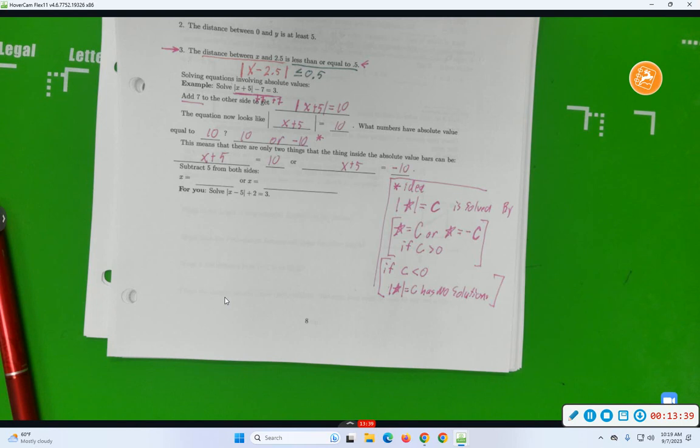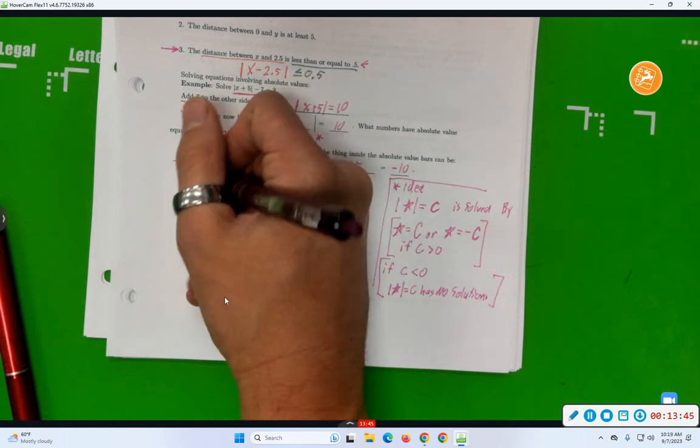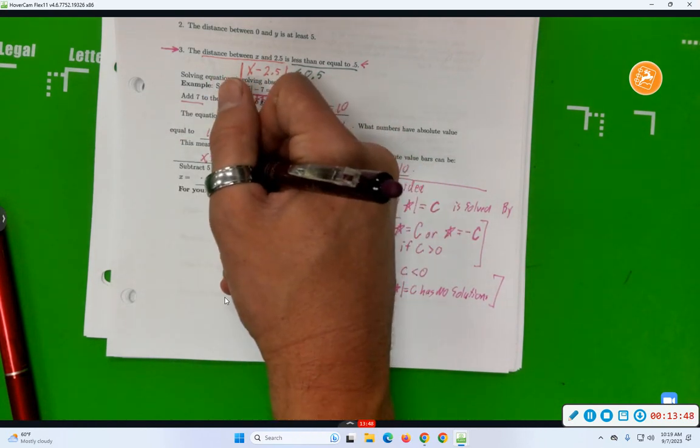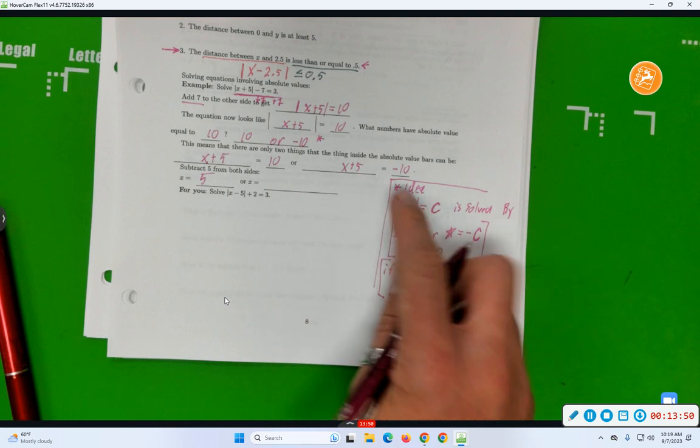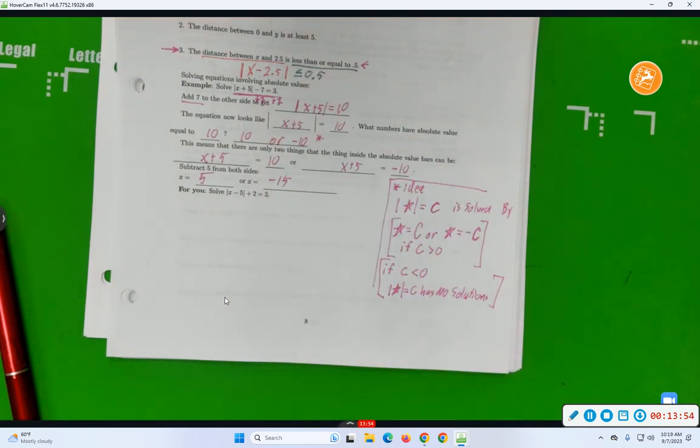Yeah, get that 5 to the other side by subtracting. So, subtract 5 becomes 5. 10 minus 5 is 5. Subtract 5 from this, negative 15. So it looks like x could be 5 or negative 15. Those of you who went ahead and just did it on your own, do you get the same answers?